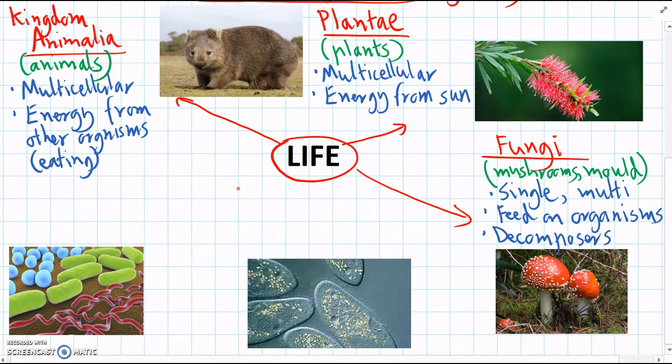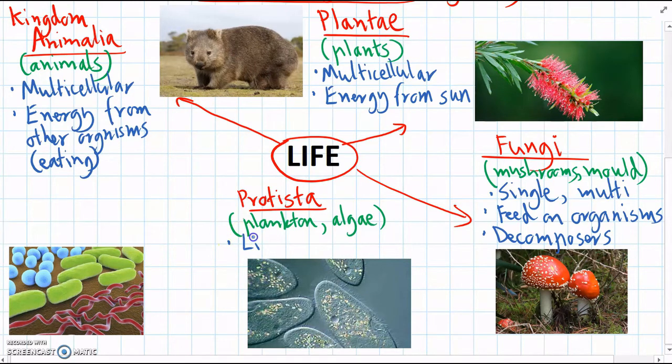The fourth kingdom we'll look at is called kingdom Protista, or the Protists for short. And these are things like plankton in the ocean and algae that live in the ocean and in lakes and rivers as well. So Protists, they all live in water. That's the one thing they have in common.